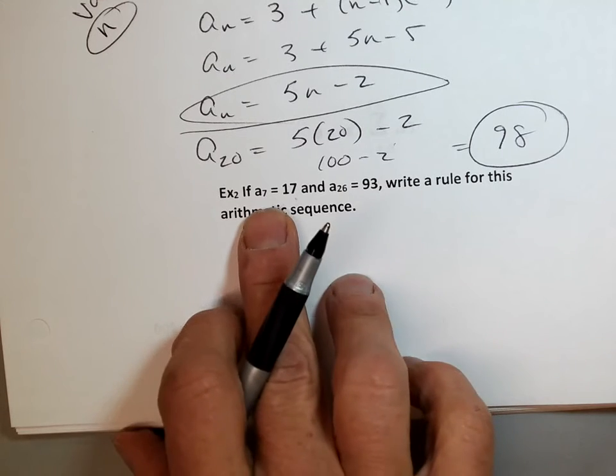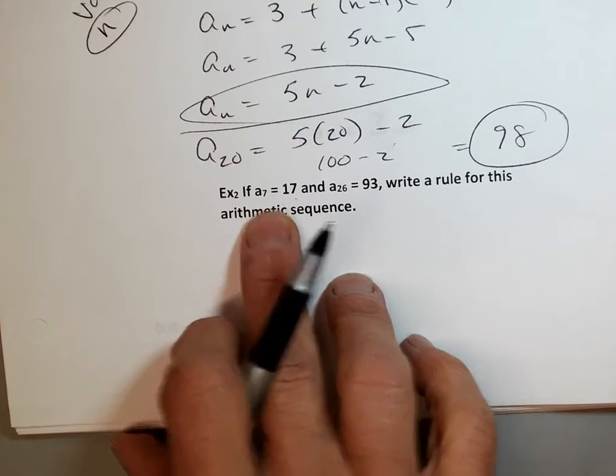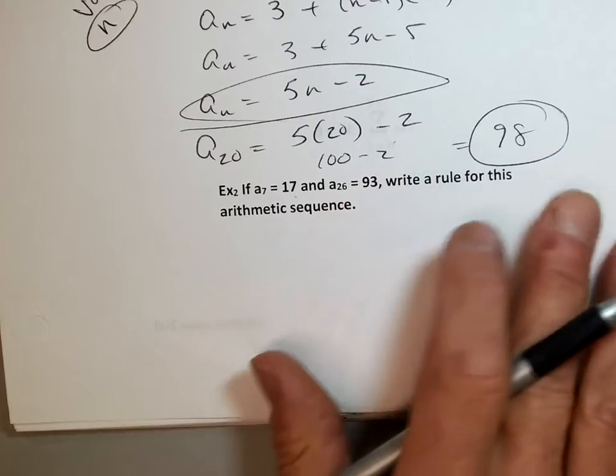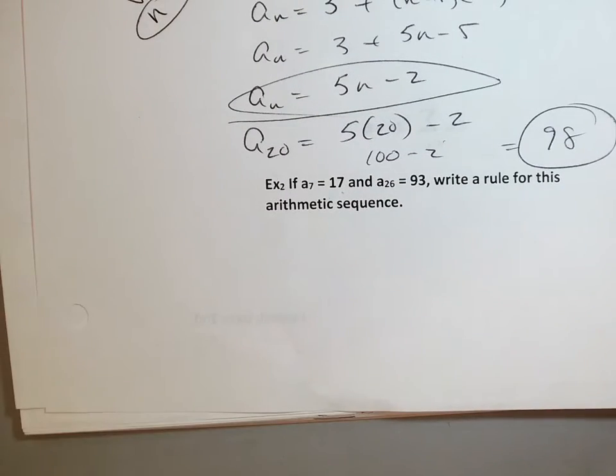Okay, now, example 2. Here's the problem. I've got the 7th term, and I've got the 26th term. Now watch me on the board do something, and don't write this down. Just watch, okay? So what I want to do is this.